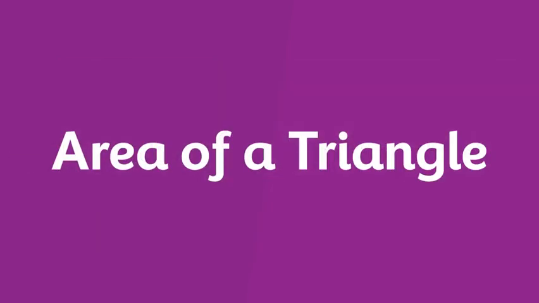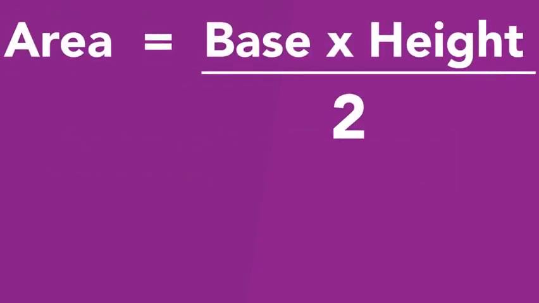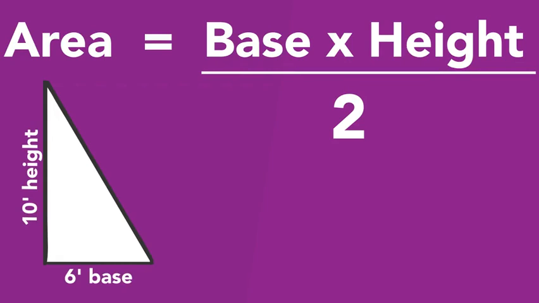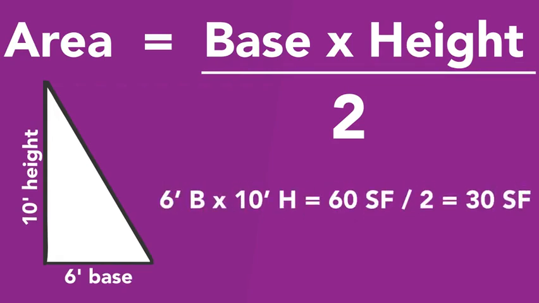Not all parcels are square or rectangular. To find the area of a triangle, use area equals base times height divided by 2. For example, what is the area of this triangle? 6-foot base times 10-foot height equals 60 square feet. Divided by 2 equals 30 square feet.